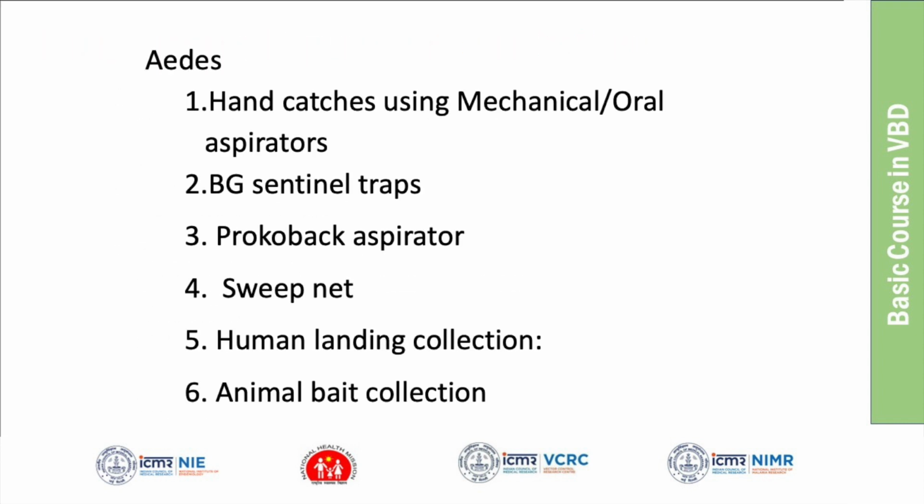Coming to Aedes, mostly outdoor resting, but nowadays they are also resting indoor. You can use hand catches using mechanical, oral or Procopack aspirators. The Procopack aspirator is available commercially. The BG Sentinel trap, I told you, is also commercially available. Sweep net we are using. Human landing collection, again you have to get ethical clearance, and animal bait collection. But of these, the important ones are Procopack, BG Sentinel trap and sweep net.